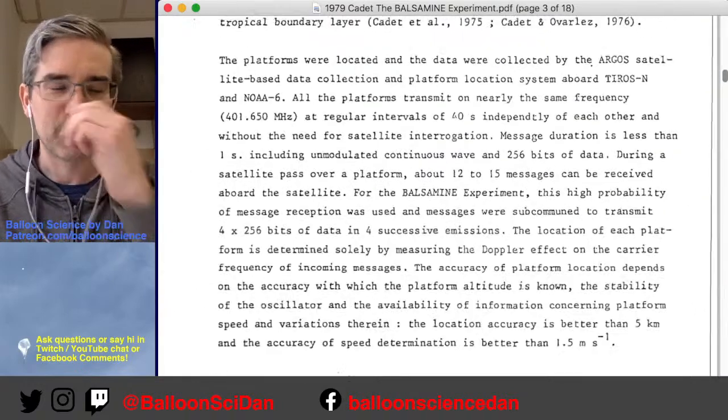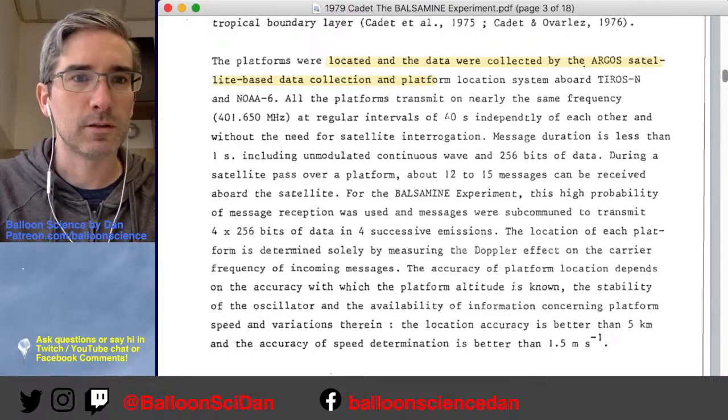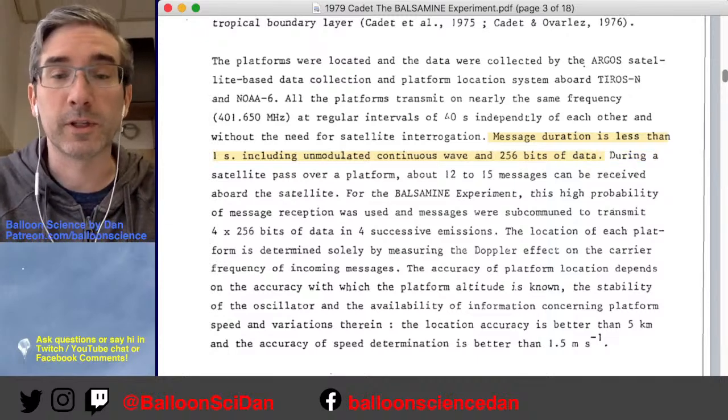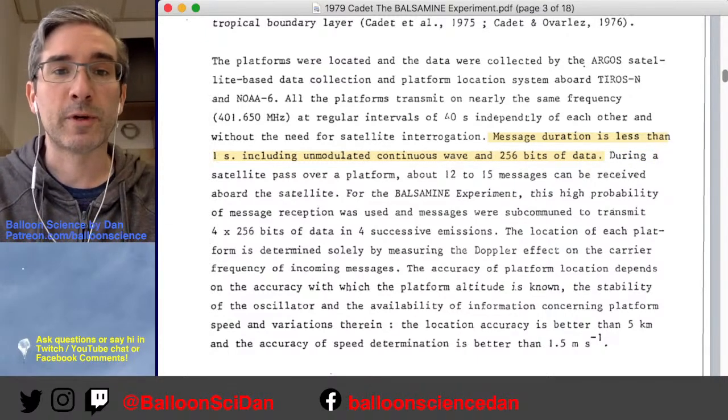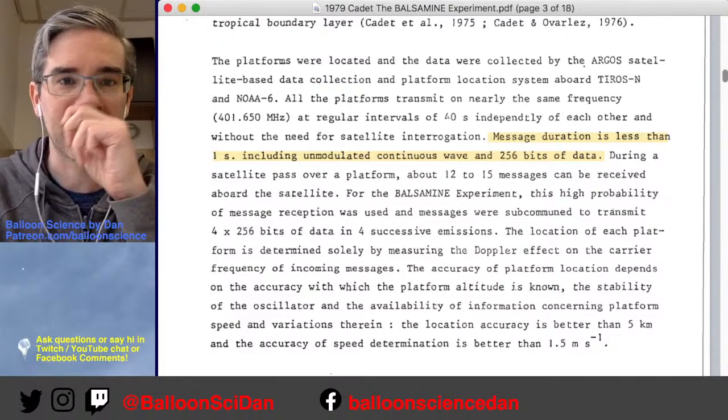So the platforms were located on, we already read that. Message duration is less than 1 second. Wow, that was fast transmission. Including unmodulated continuous wave and 256 bits of data. Well, it's fairly easy to transmit that short amount of data. They obviously packed a lot of information into a very small packet.